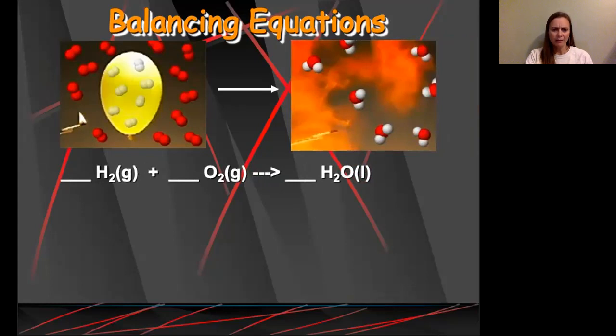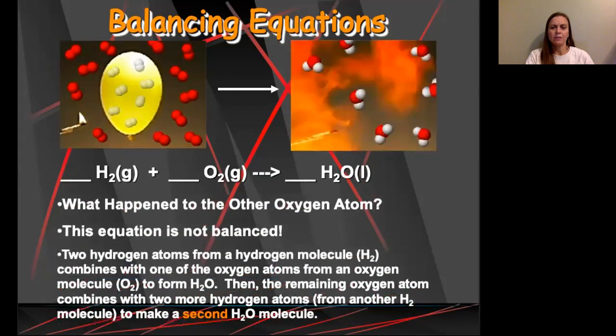What happened to the other oxygen atom? I have two hydrogens, I have two oxygens, and on the product side, I only have one oxygen and two hydrogens. So this equation is not balanced. Our two hydrogen atoms from our hydrogen molecule are going to combine with one of the oxygen atoms from that oxygen molecule to form water.